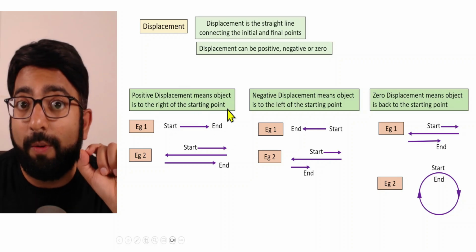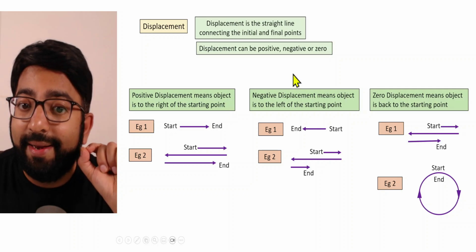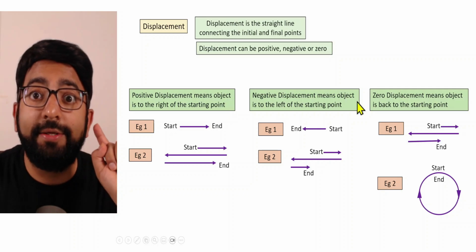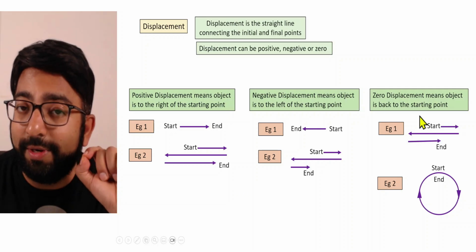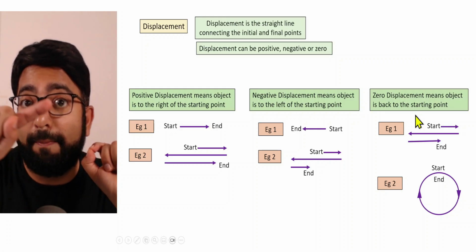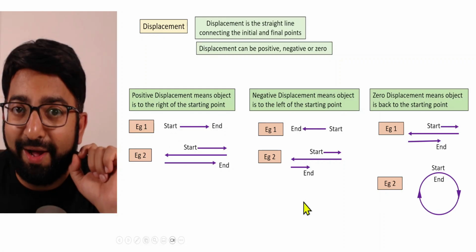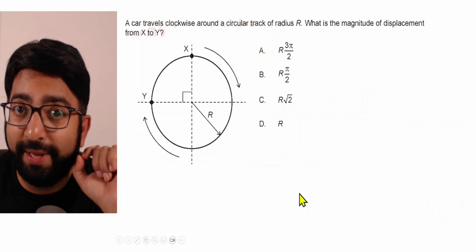Positive displacement means the object is to the right of the start. Negative displacement means the object is to the left of the start. Zero displacement means the object is back to where it started from. Now, let's solve a question based on displacement.